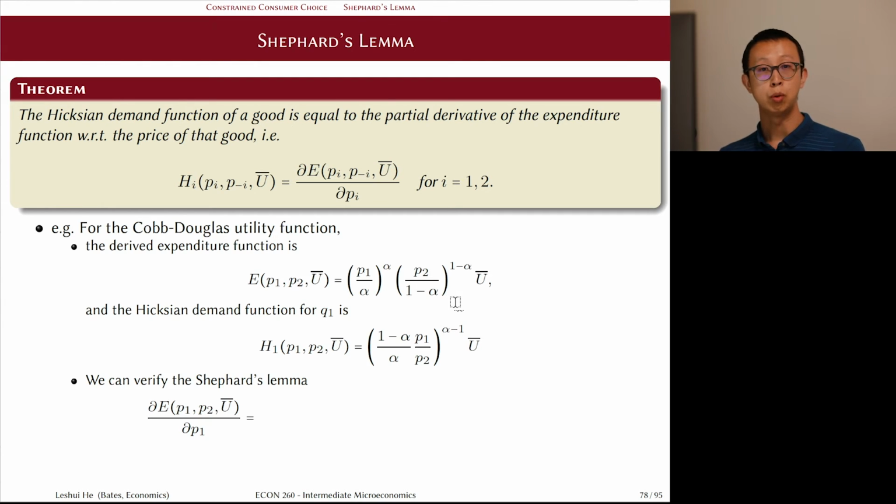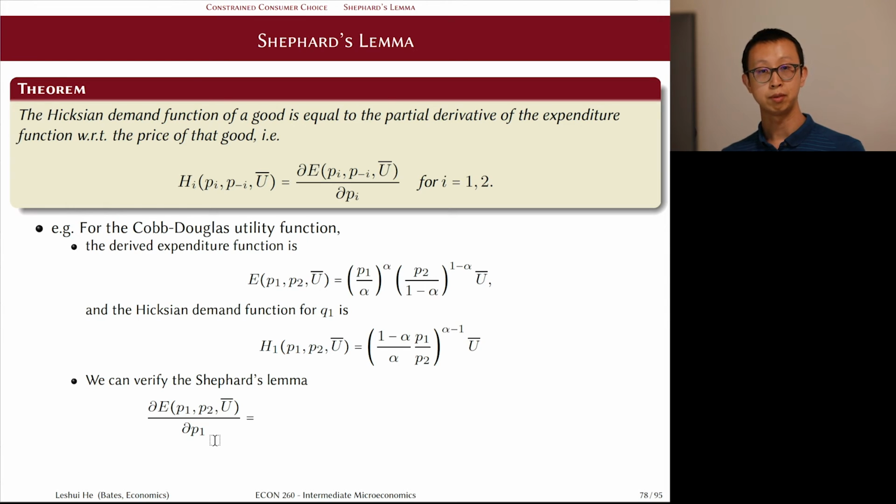At this point, we won't provide proofs for Shephard's lemma, but we will illustrate how it works. For instance, we have already derived the expenditure function for the Cobb-Douglas utility function in our previous exercise, and we have also derived the Hicksian demand functions. So now let's try to use this equation in Shephard's lemma to verify that indeed, if we take a partial derivative of the expenditure function with respect to the price of good 1, then we can get this Hicksian demand back. Can you pause the video here and take a few minutes to give it a try? Please do that.